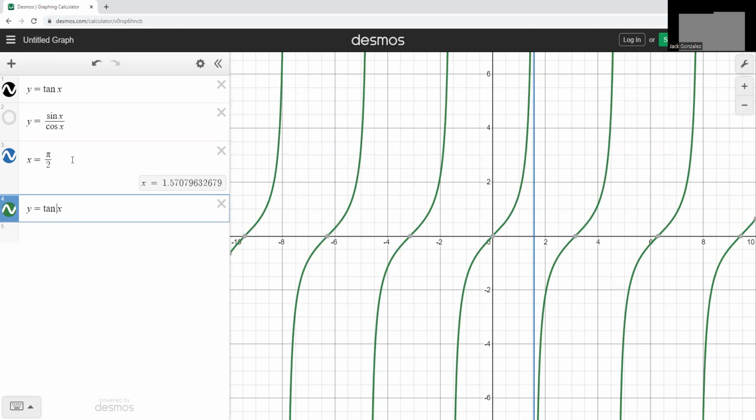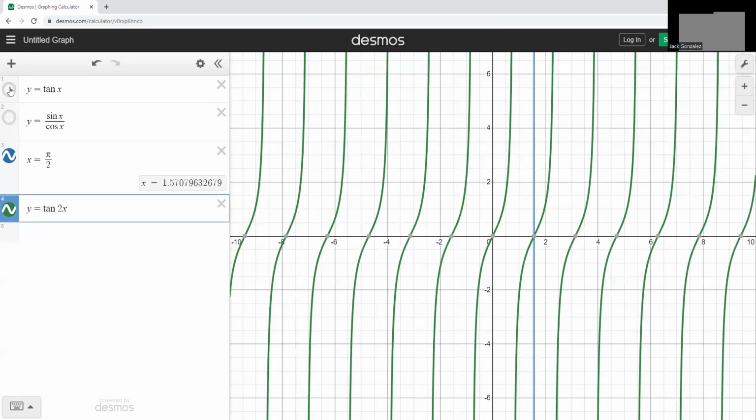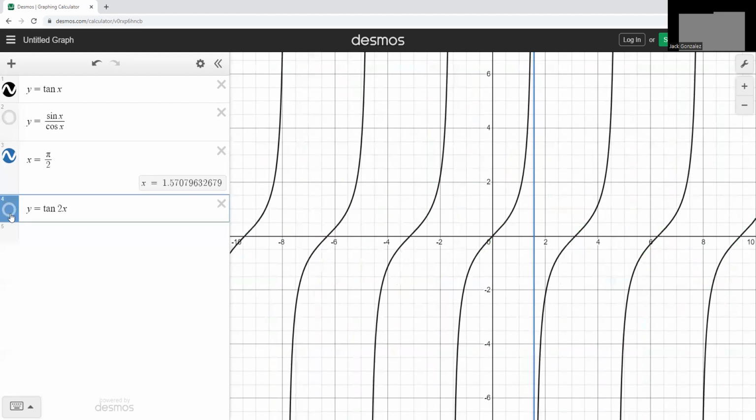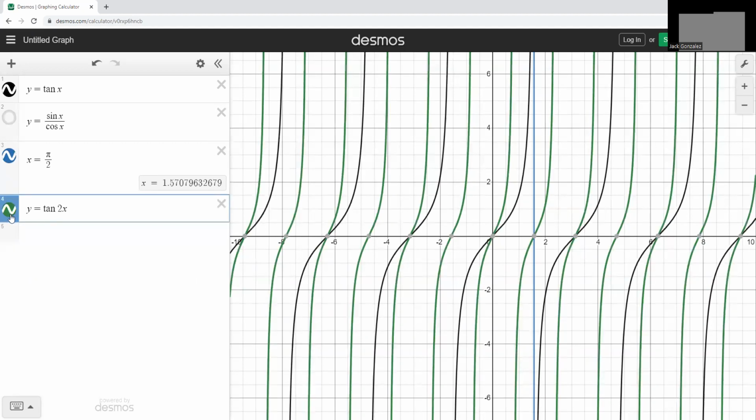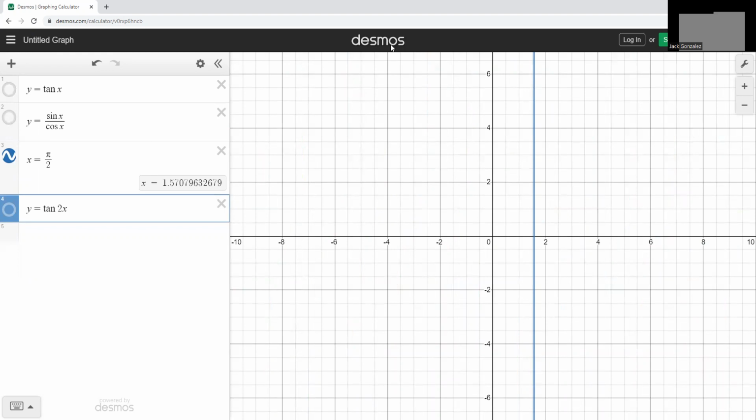Now, if we were to double the angle, remember we said that corresponds to periods, right? It's hard to see here. But now it's repeating itself twice within its original period. You see that? This one repeated way over here, but now the green one repeats twice before it gets there. Okay. So same stuff as before, the sine and cosine.